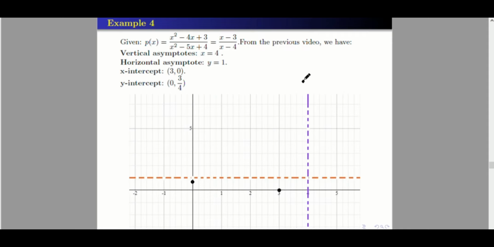So x equals 4, so this one. y equals 1, the horizontal asymptote, this is this one. 3, 0, so this is the x-intercept. And 0, 3/4, so on the y-axis we have 3/4, almost 1.